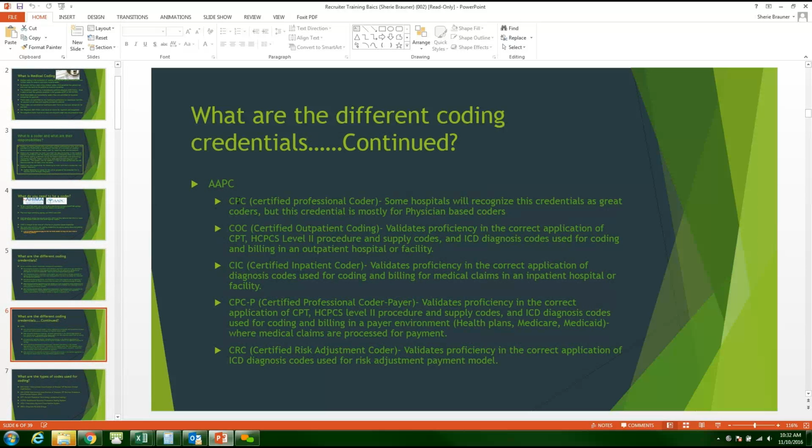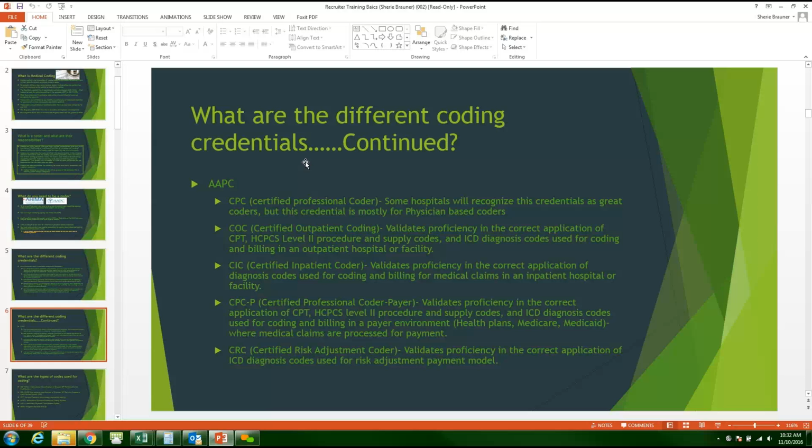Slide number 6. What are the different coding credentials, continued. Now we're talking about AAPC. CPC certification, it's Certified Professional Coder. Some hospitals will recognize this credential as a great outpatient certification, but this credential is mostly, like I just stated, geared towards physician-based coders.